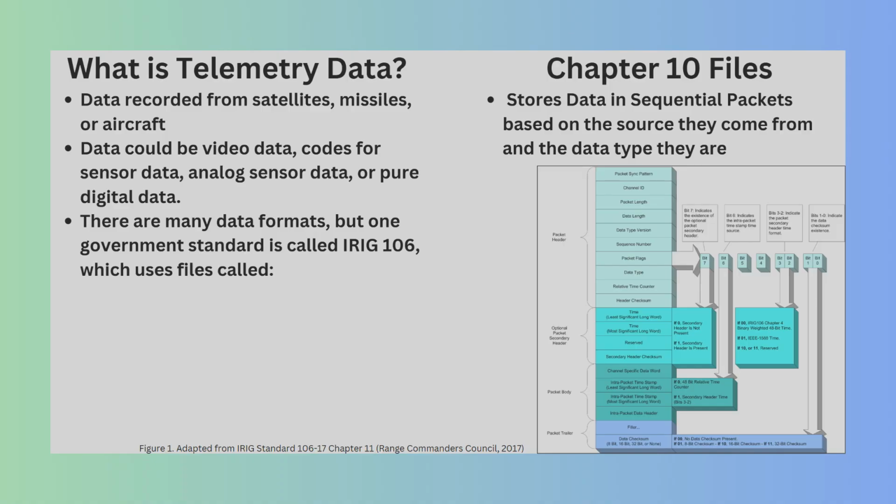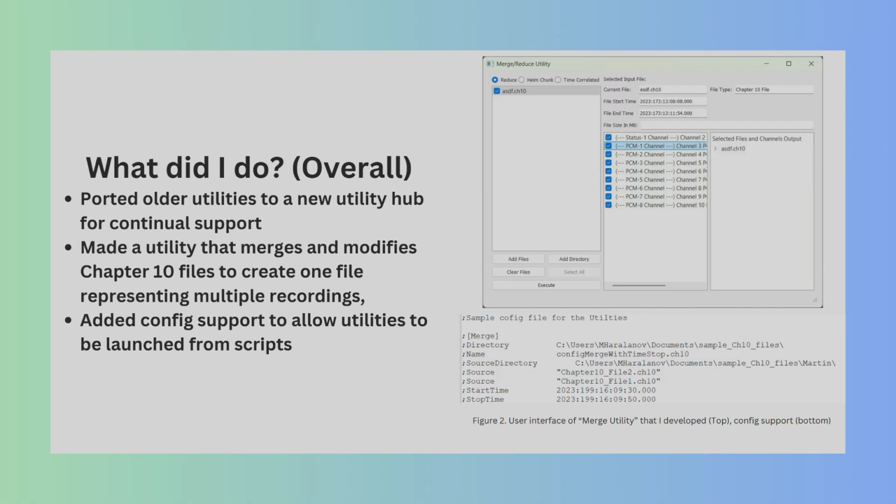And so Chapter 10 files are the things that my company worked with, and they contain all of the packet data, and they're basically a big time sequence of all of the data put into these little packets. So what I did is I ported these older utilities that would modify these Chapter 10 files, and I also made some new utilities that the company needed.